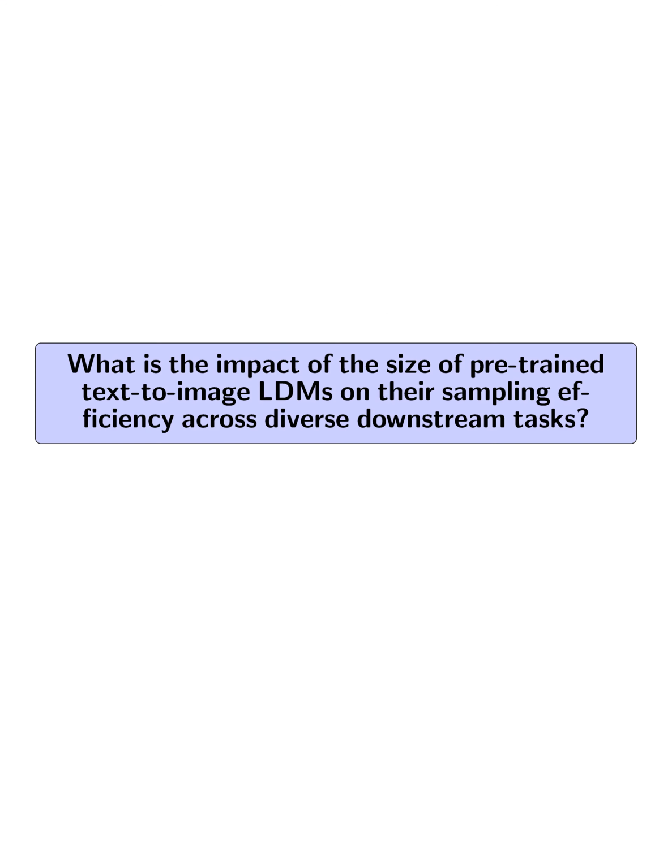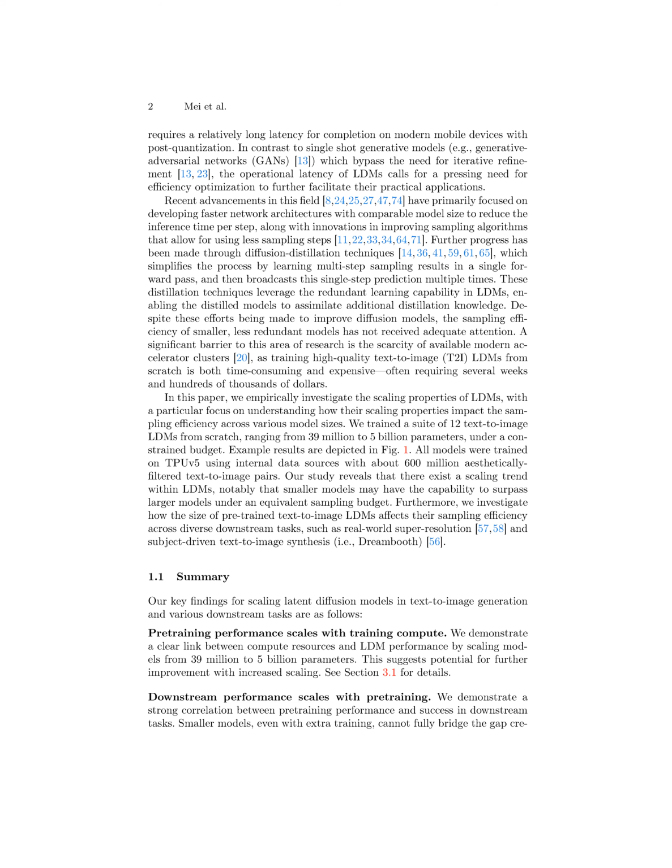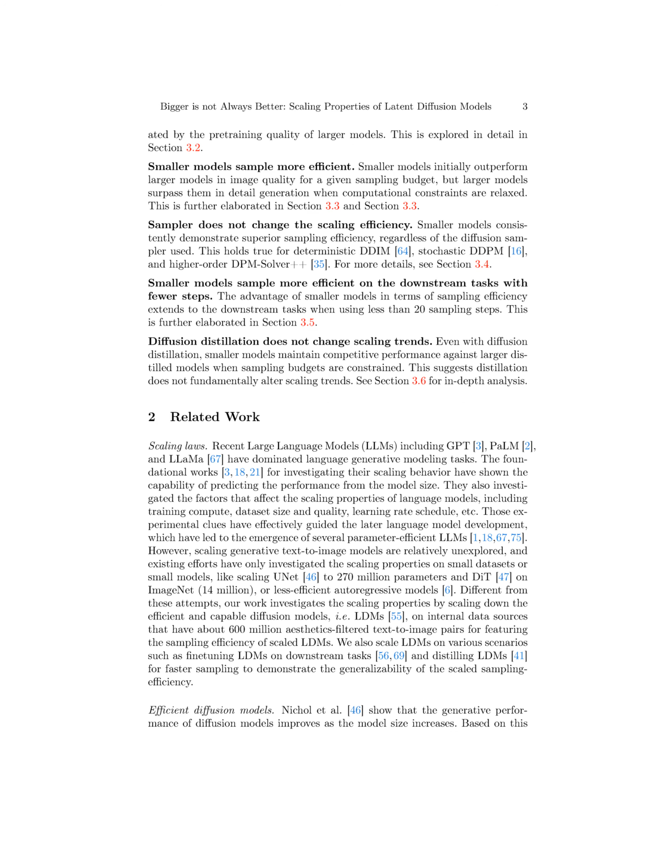What is the impact of the size of pre-trained text-to-image LDMs on their sampling efficiency across diverse downstream tasks? The impact of the size of pre-trained text-to-image latent diffusion models, LDMs, on their sampling efficiency across diverse downstream tasks is significant. The paper demonstrates that smaller pre-trained LDMs initially outperform larger models in image quality for a given sampling budget. However, larger pre-trained models surpass smaller ones in detail generation when computational constraints are relaxed.